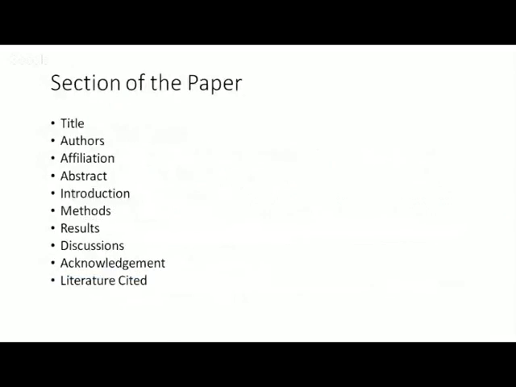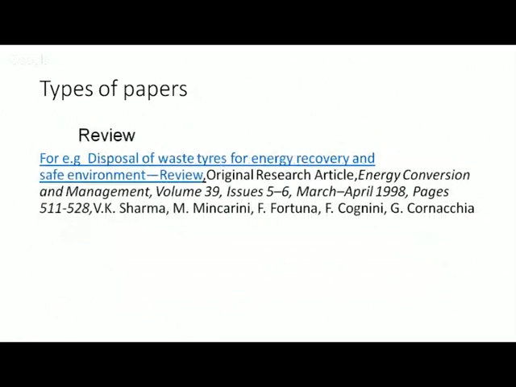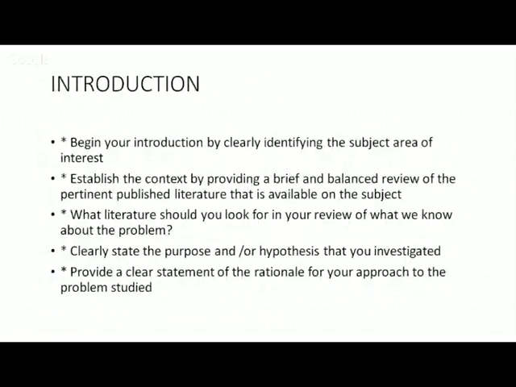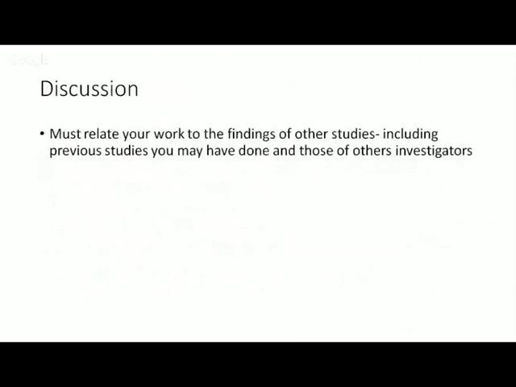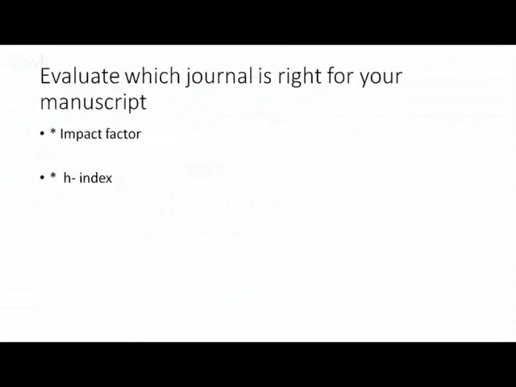For example, for exploring students' purposes and educational uses of Facebook, the journal chosen is Computers in Human Behavior. For smart environmental monitoring, the journal chosen is Procedia Engineering. And for disposal of waste and energy recovery from tires, the journal chosen is Energy Conversion and Management. This means: what is the specific subject area of that particular journal, and within that subject area, what is the main focus or aspect of that subject.